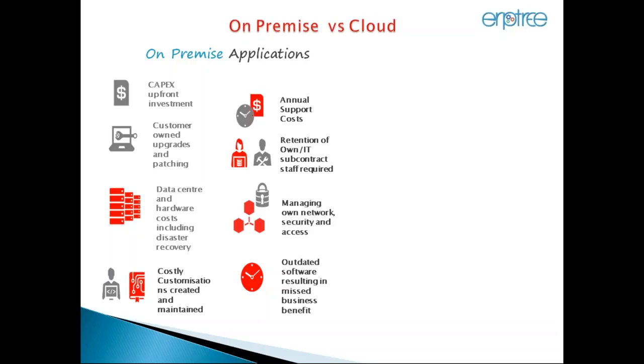Outdated software resulting in missed business benefit. As the application is not updated based on the time frame, we used to miss some of the best-of-breed features implemented in the latest application version. We went ahead with upgrading whenever the business required it or whenever it was feasible for us. That is what caused us to miss some of the functionalities or features which were useful for our business. So these are some of the things which used to happen in our on-premise.